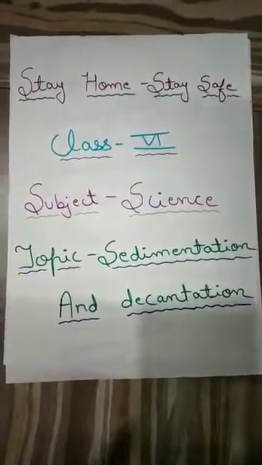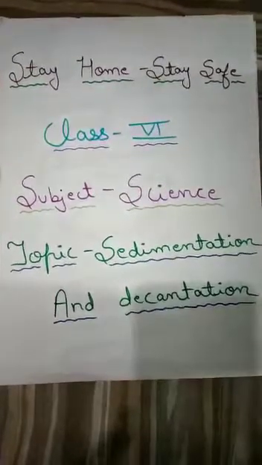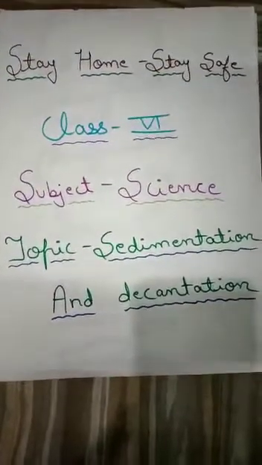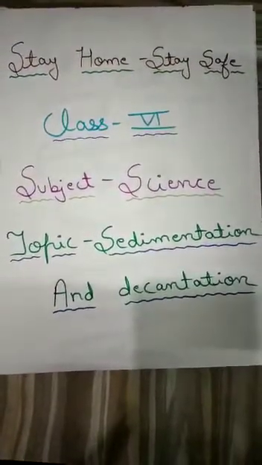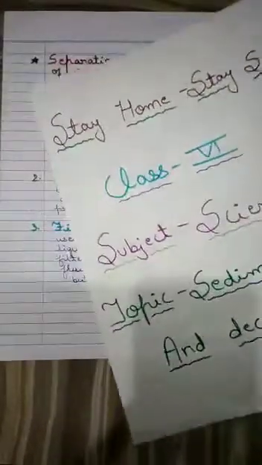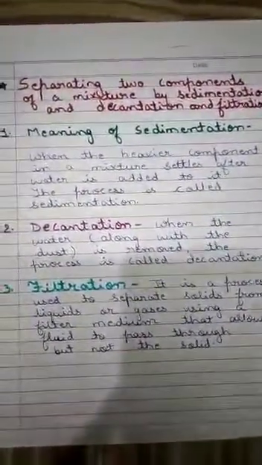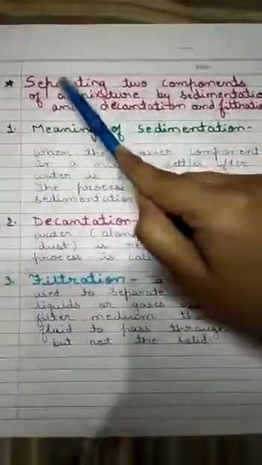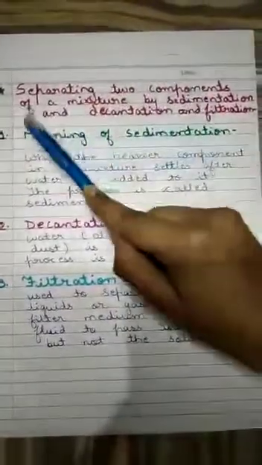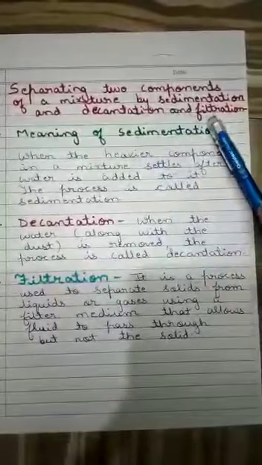So here I am going to start our first topic of science for class 6th. Our today's topic is how to separate substances by using different methods. Here we will discuss three methods: separating two components of a mixture by sedimentation, decantation and filtration.